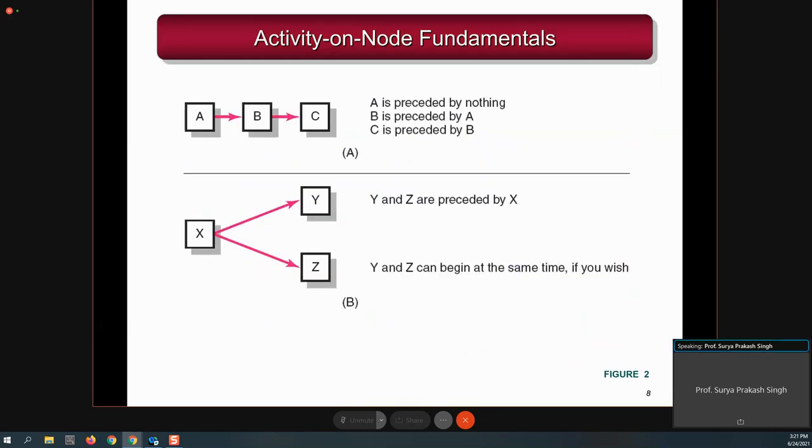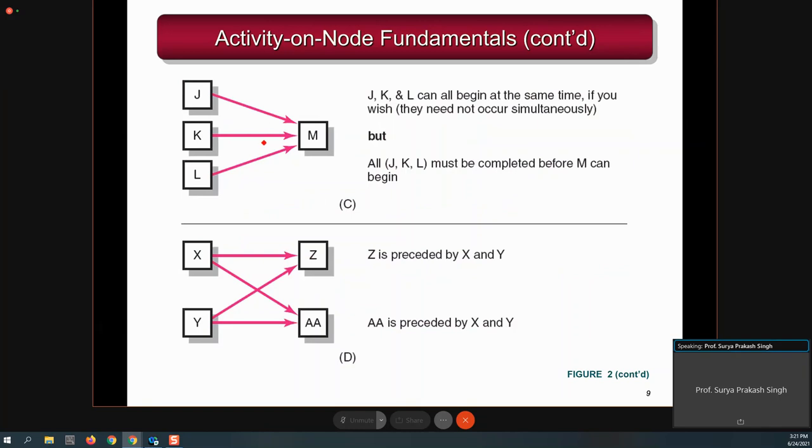Okay, so let us move ahead with some more fundamentals, which you can quickly understand also. Like A, B, C, I had already discussed in the previous slide. A is preceded by nothing, so A has no precedence relation; you can start A at some reference point. B can only start once A is over, and so on. Y and G are preceded by X, so X depends on this. This is the burst activity. And this is a merge activity, you can say, like J, K, L.